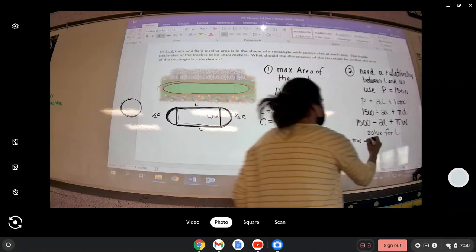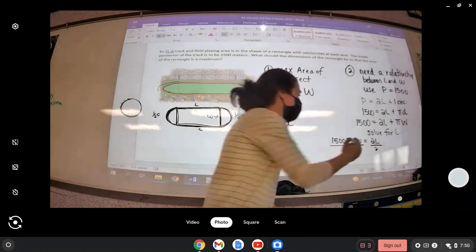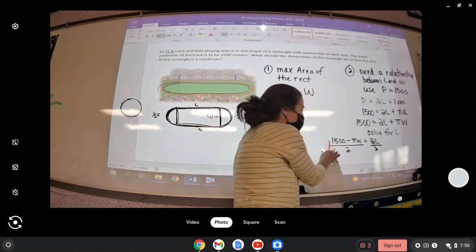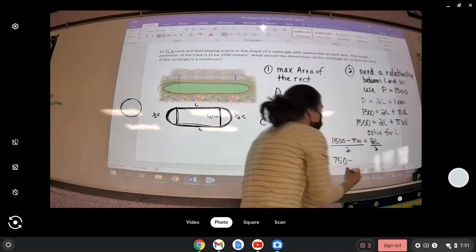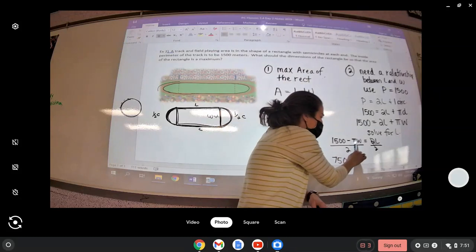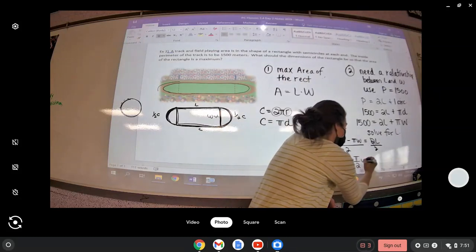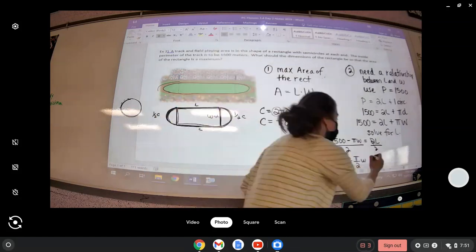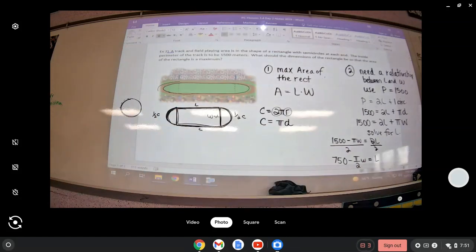Divide by 2. So now, just to make this a little bit cleaner, I'm going to do 1,500 divided by 2 is 750. Minus my W's who we're kind of going after. I'm just going to say it's pi over 2 times W. Same thing. Equals L. Woo! That was a workout. So now we know who L is equal to.